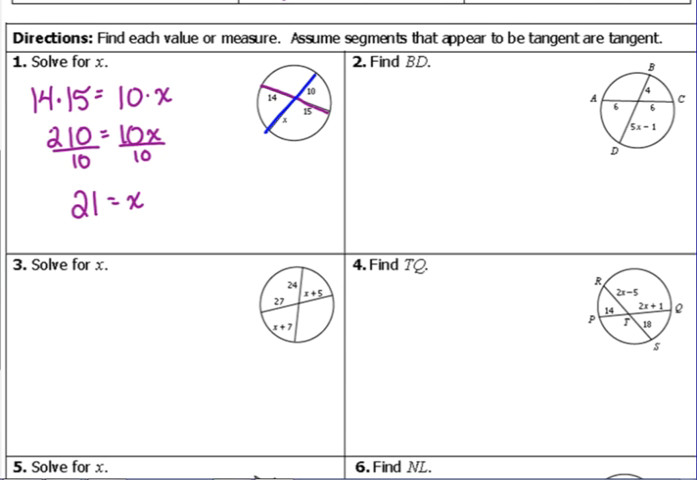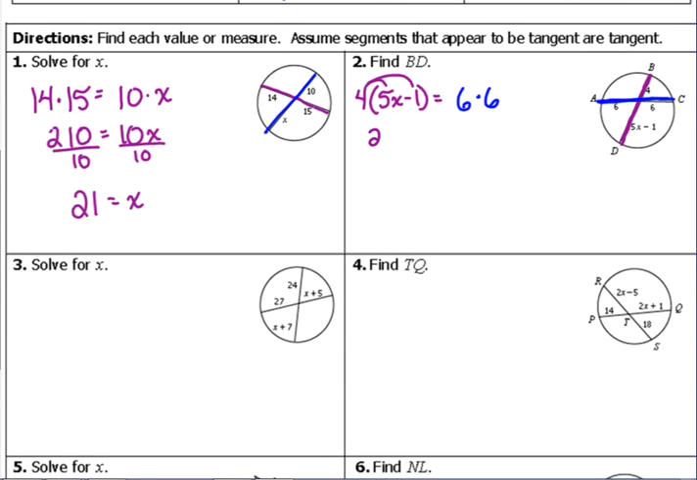We can also do this with some variable expressions. On number 2, it wants us to find BD. So we've got to find this whole segment length. We're not just solving for x. We've got to take it all the way. We know part of it's 4. The other part of it has a variable expression, so 4 times 5x minus 1. Make sure you put parentheses there. The other segment, both pieces are 6, so it is equal to 6 times 6. We need to distribute that 4.